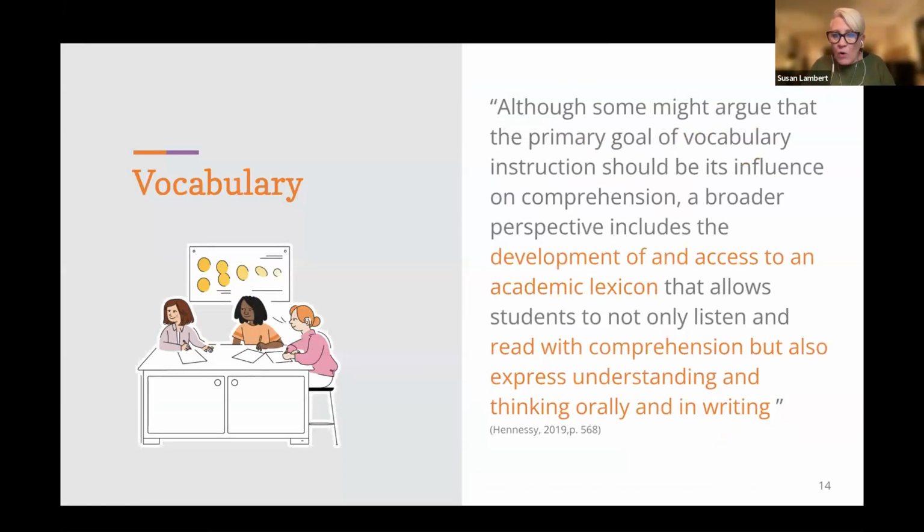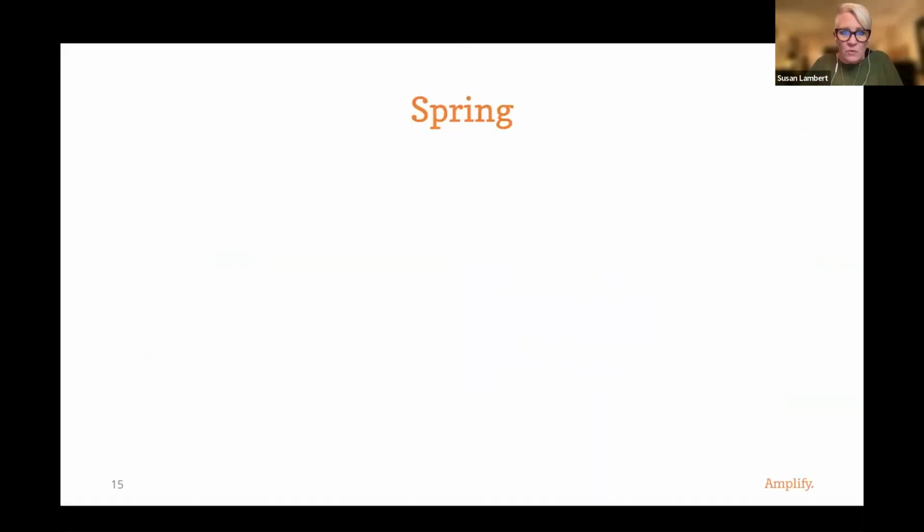Vocabulary plays a really key role in this, right? Because you can't actually know content. You can't know something about a subject without having the associated vocabulary. And vice versa, if you have vocabulary about a particular content area or a particular topic, you then have knowledge of that particular topic. And Nancy Hennessy reminds us that the primary goal of vocabulary, even though it's got a high impact on comprehension, should really be about developing this academic lexicon, this academic language, so that students can talk about it, they can listen about it, they can read about it, and they can express it orally and in writing. So remember those 4 elements of literacy. This vocabulary and background knowledge helps with all of those.